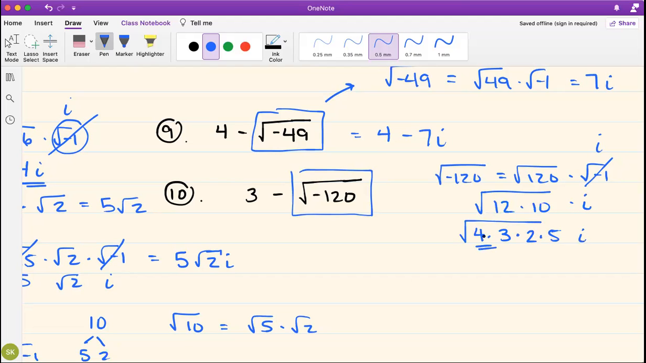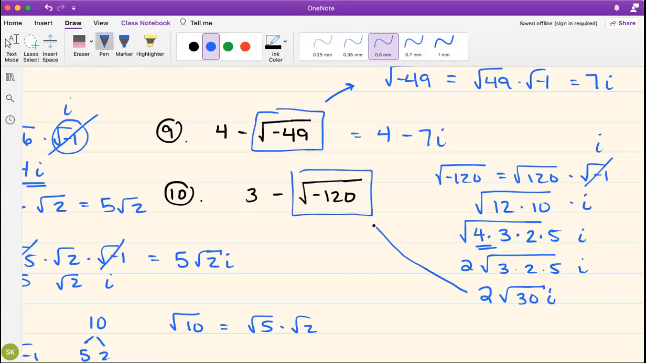Well, 4 is a perfect square. So I have, this is 2 times 2, so I can take one of those out. So 4 becomes 2 when I take it out of the square root, and I have 3 times 2 times 5, i. Okay, and so I can't take anything else out because none of these are perfect squares. You can't multiply these numbers together to get something that's a perfect square. So then we're just going to leave this under the square root, and we're going to multiply these numbers together, which is 30. So that is 2 square root 30 i.